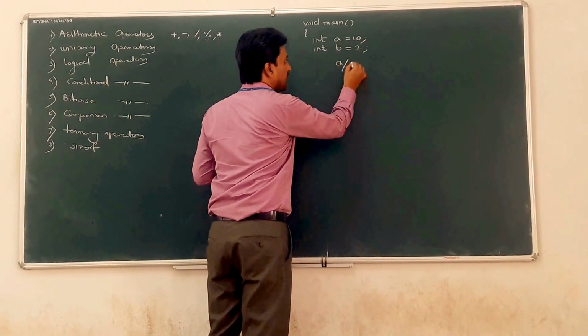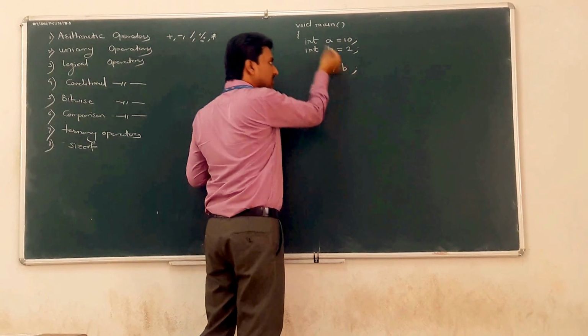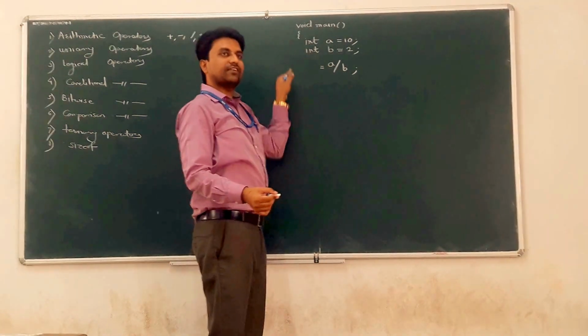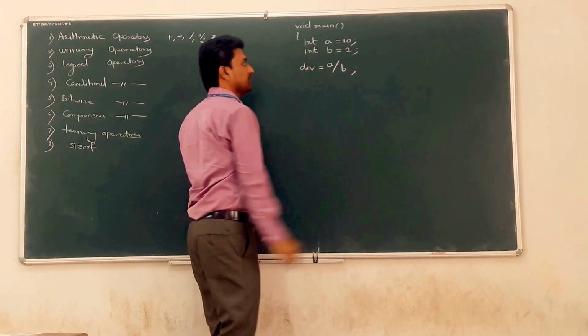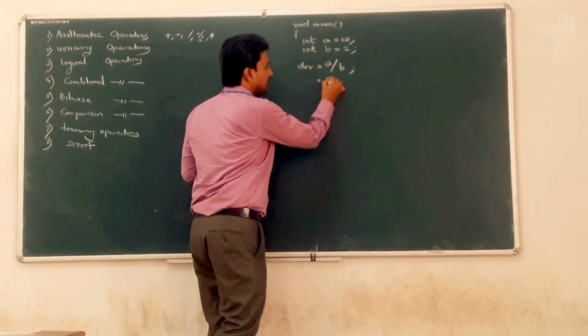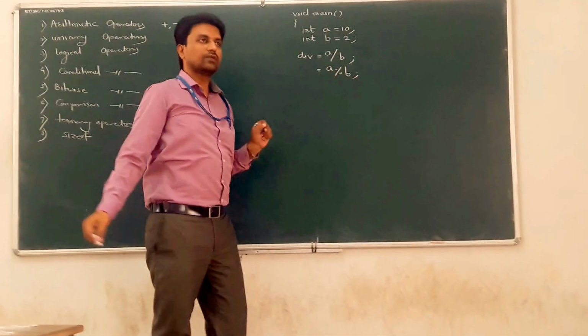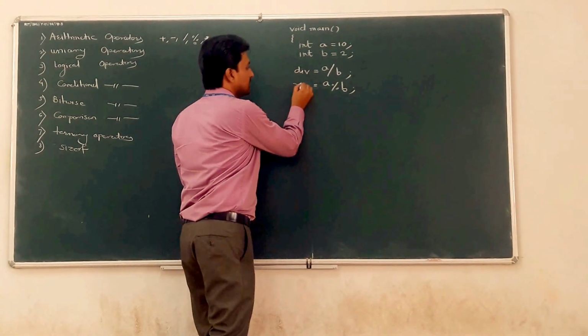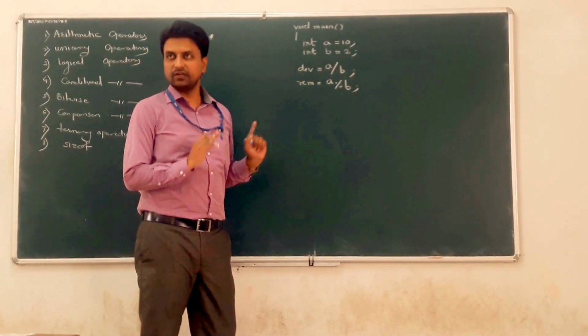a divided by b, this operator returns some value. We catch that value into, suppose, a variable division. Okay. Next, a mod b returns some value. We can store it in remainder. Okay, what is the remainder of that?